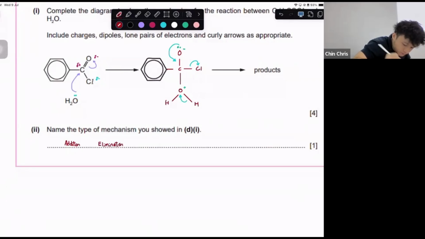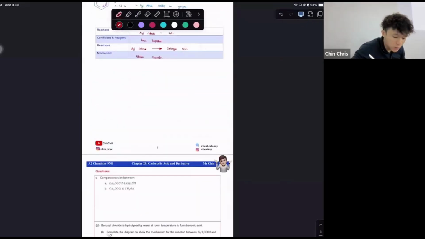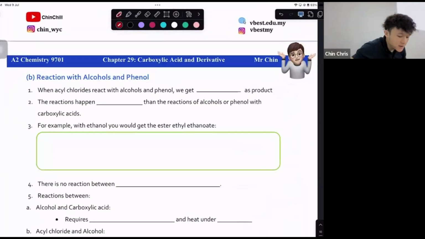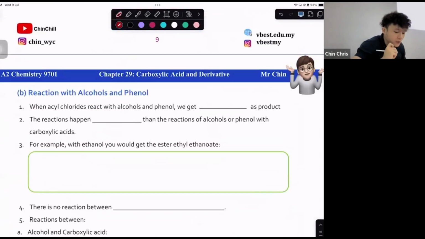Alright, guys, today we'll get this chapter done, yeah. Then we'll move on to nitrogen-containing compounds. Now the next one we have is reaction with alcohol and phenol.